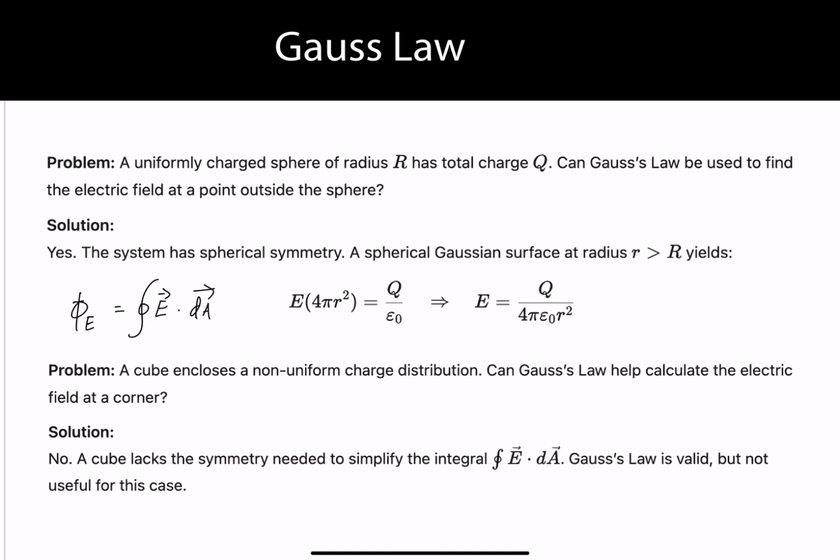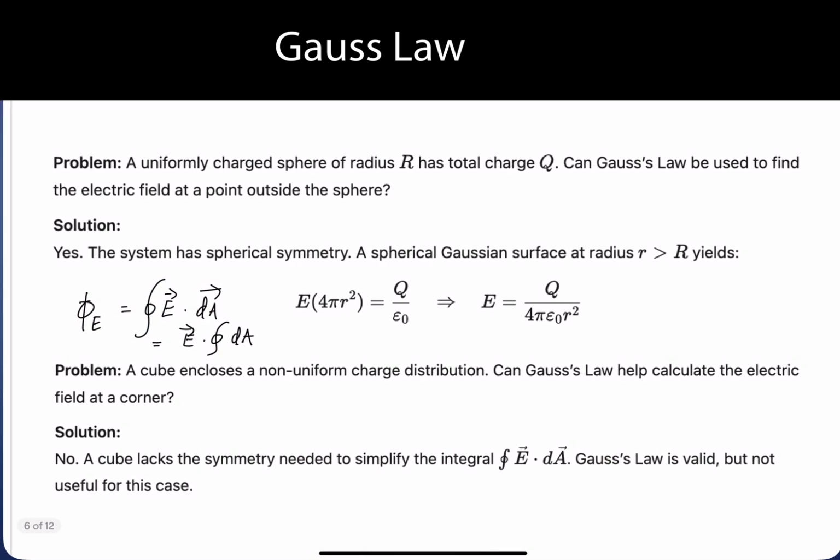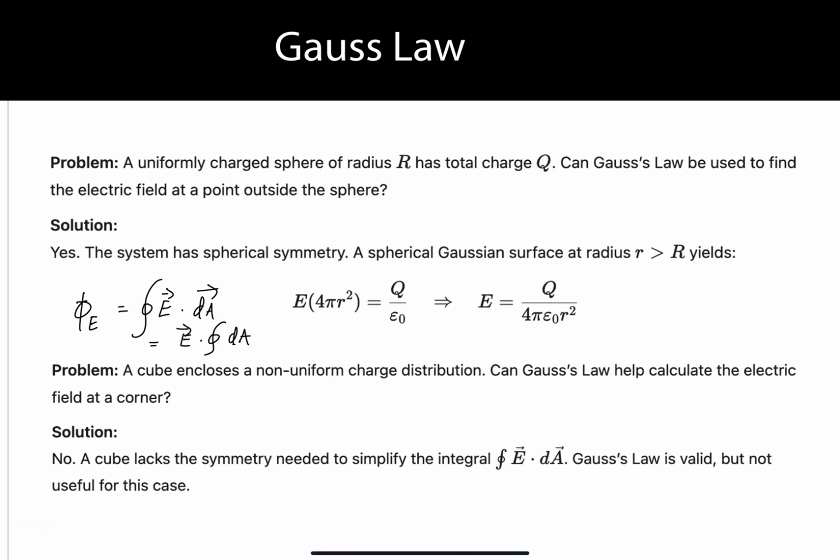Now, when the electric field is a constant, it can be taken out. So now you have E dot the closed surface integral of dA. When you talk about the closed surface integral of dA, you're talking about the area of the surface, or in other words, surface area. And that's where you get 4 pi r squared, because 4 pi r squared is the area of a sphere's surface.